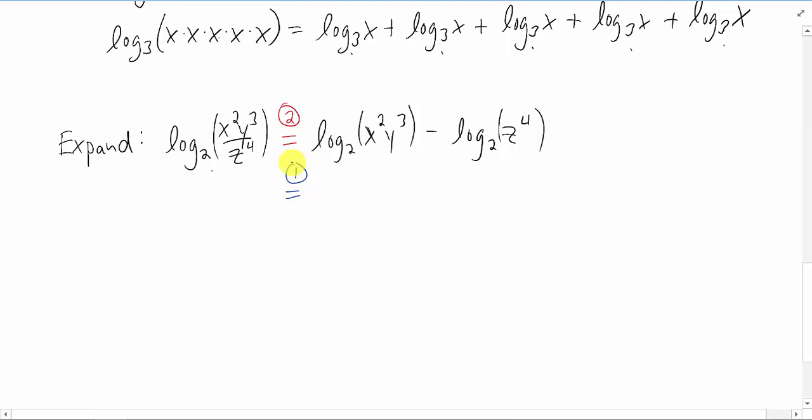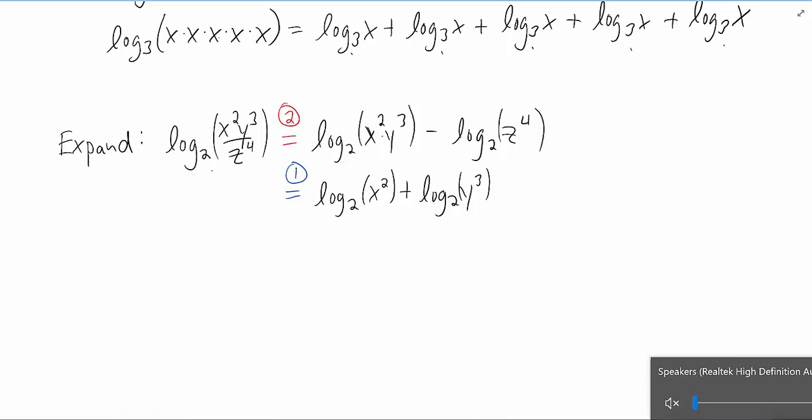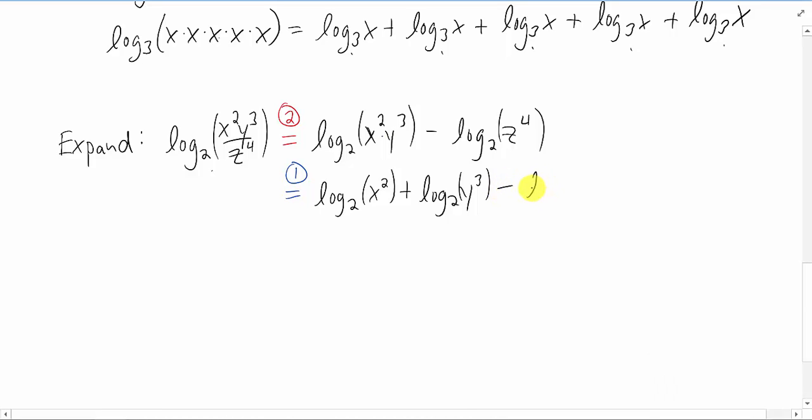What I'm recognizing now is that we have a product right here of two functions inside of a logarithm. What the first rule says is that we can split that up into two pieces and add them. And I'm just going to copy down this last logarithm that we have at the end here.